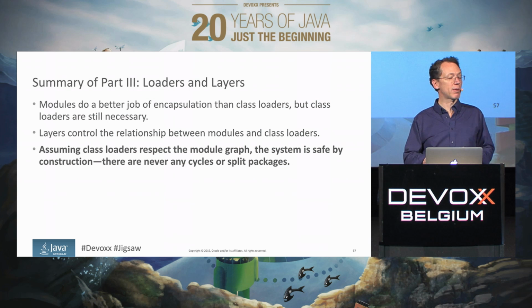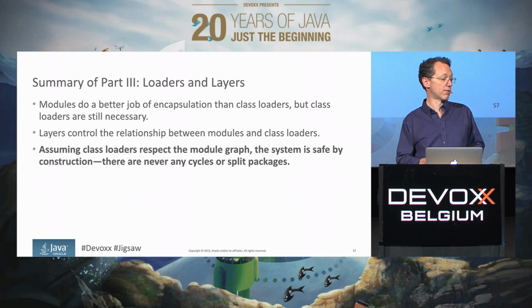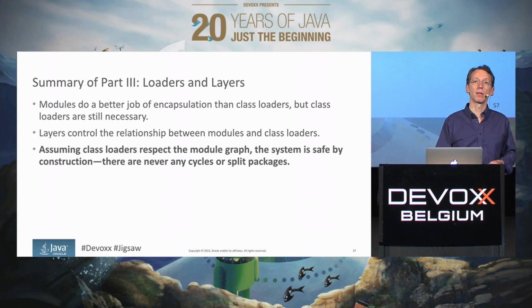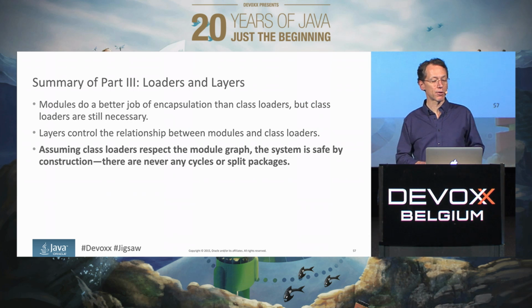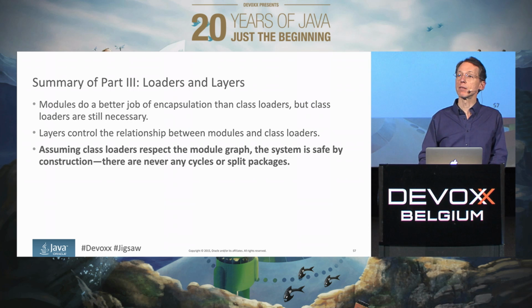Summary. Modules do a better job of encapsulation than class loaders, but class loaders are still necessary. After all, we have to have a way to load classes. Layers control the relationship between modules and class loaders. And finally, assuming class loaders respect the module graph, the system is safe by construction. There are never any cycles or split packages.